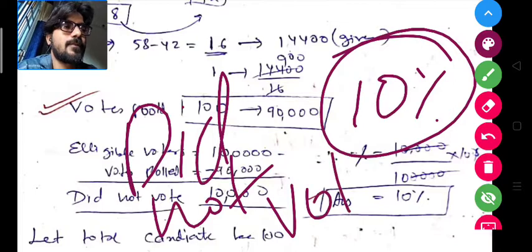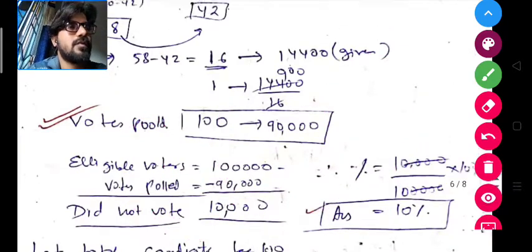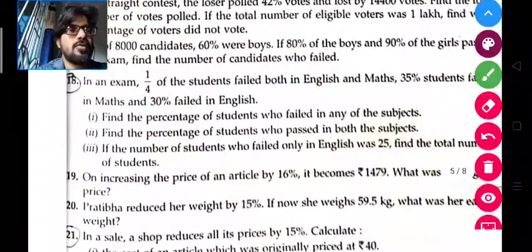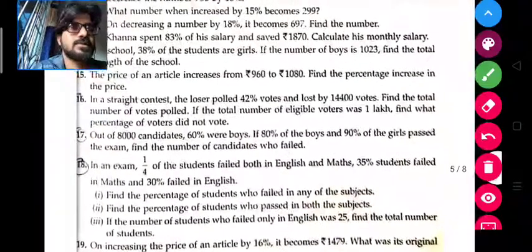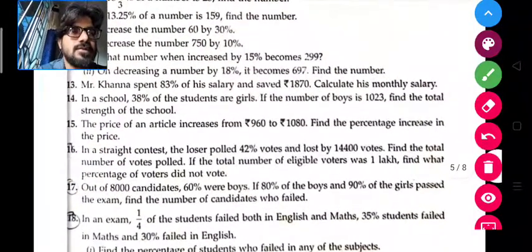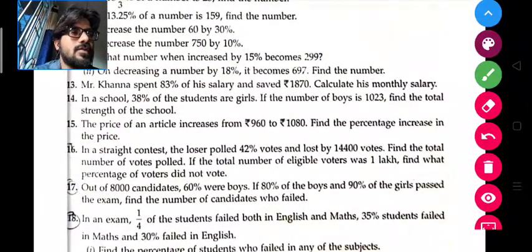Okay, so we will be solving the next question. You try it at home before the next classes. So this is the answer, voters who did not vote: 10,000.